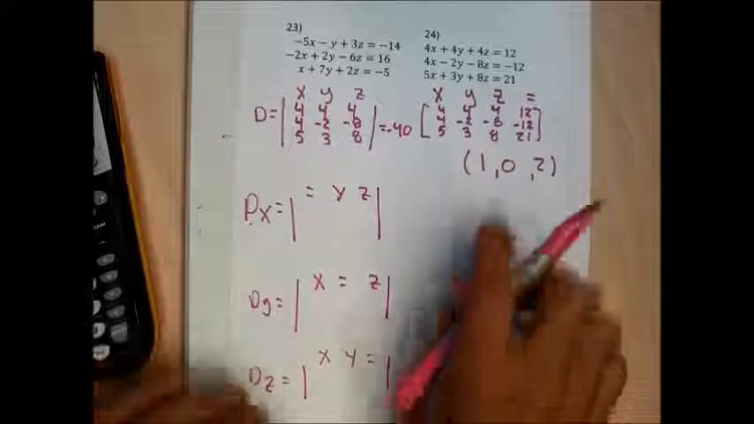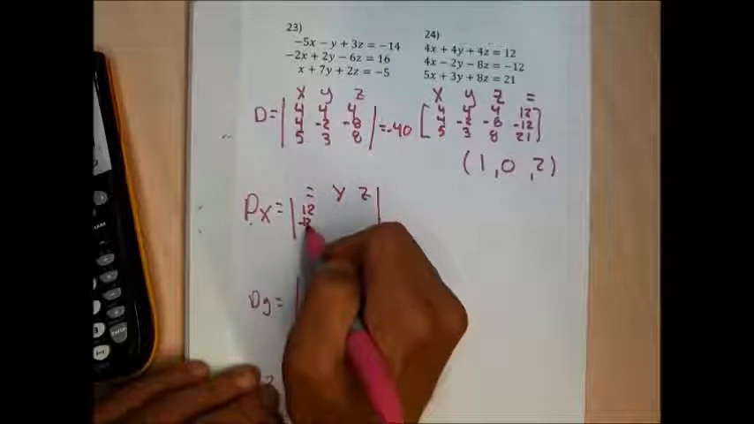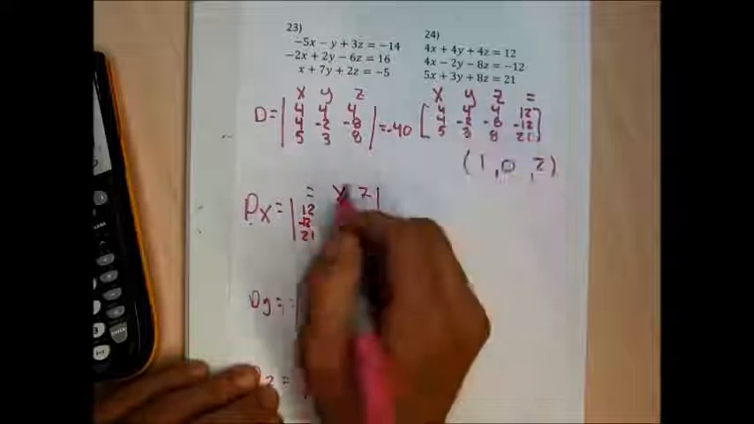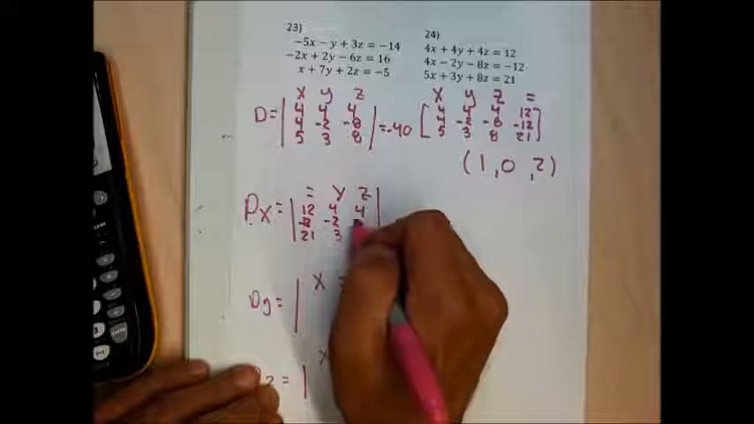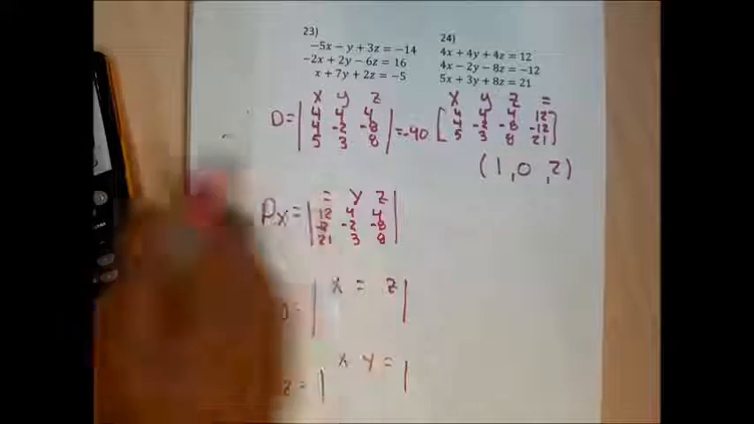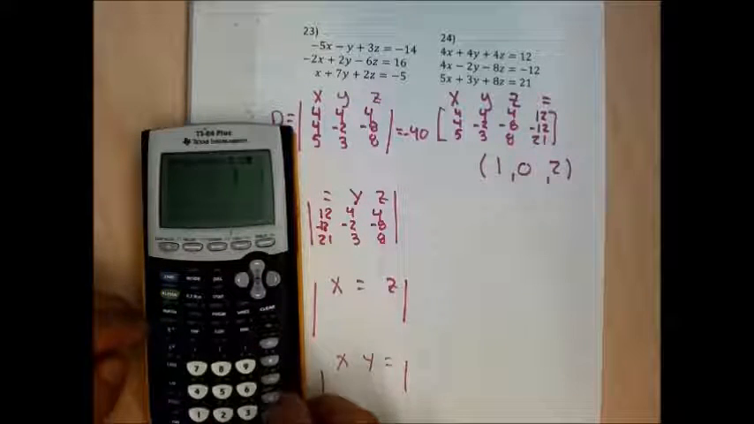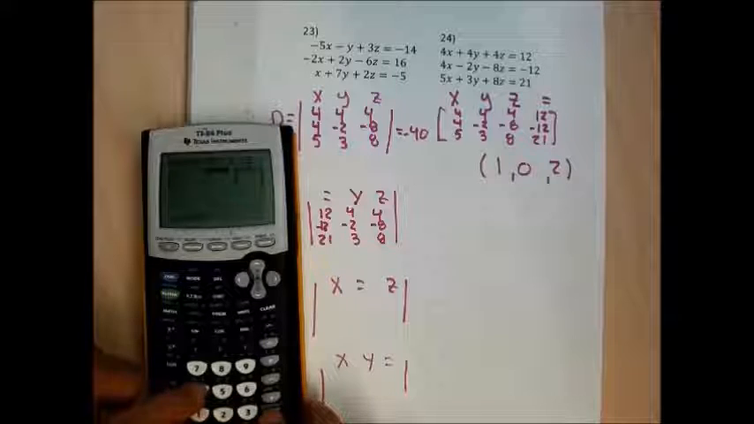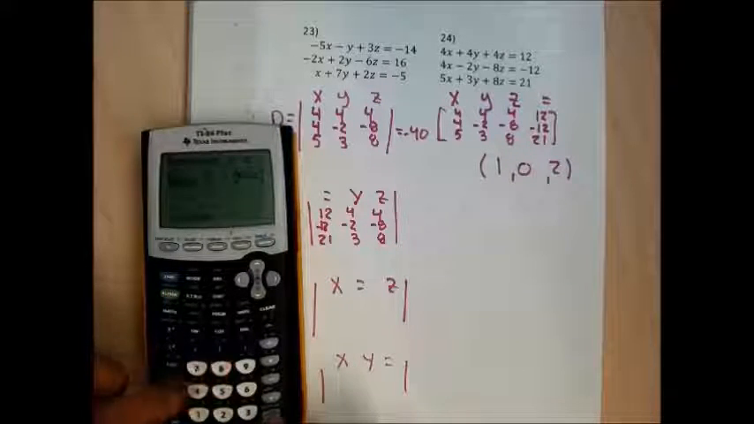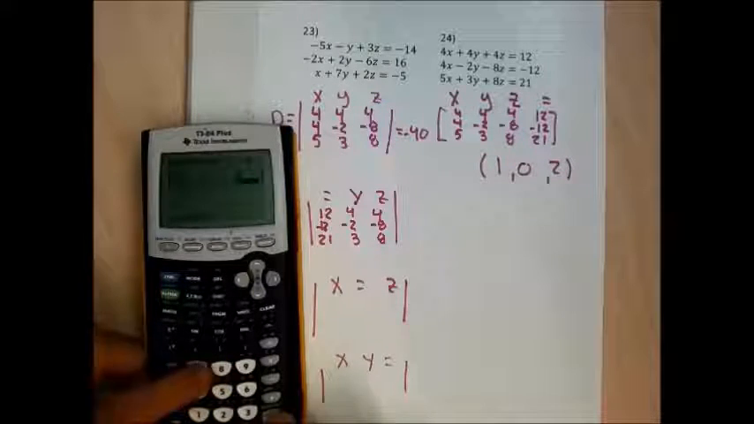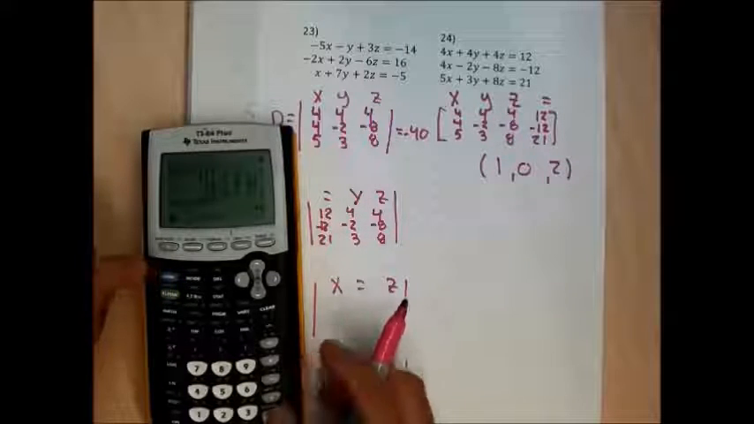The next matrix has the equals column first, which is 12, negative 12, and 21. Then the Y column of 4, negative 2, and 3. Then the Z column of 4, negative 8, and 8. Let me enter that. Second matrix, oh, I'm so tired of this. 3 by 3 matrix, 12, 4, and 4. Negative 12, negative 2, negative 8, 21, 3, and 8. 12, 4, 4. Looks good. Second quit, second enter, enter.